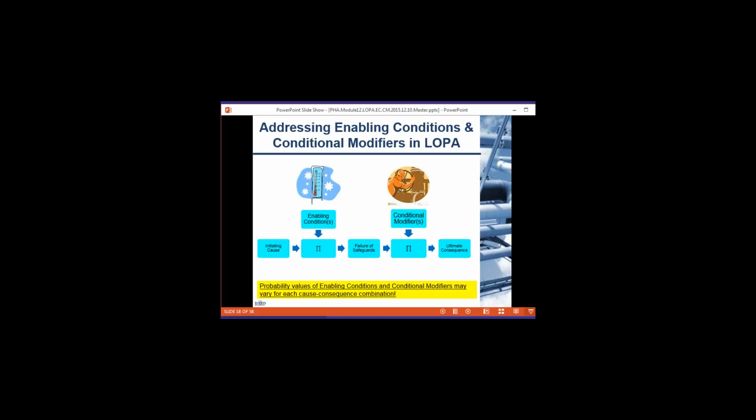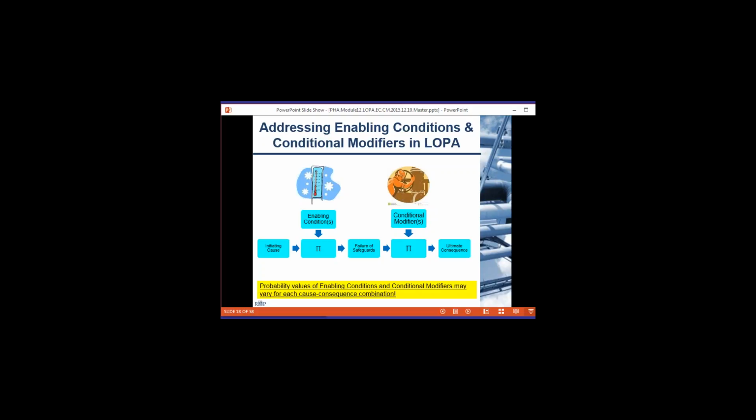So to get to that primary loss event, your initiating event has to occur, and you're basically multiplying it by the probability of your enabling conditions, such as external temperatures that can temper whether or not you can actually reach the primary loss if safeguards fail. If you get to that primary loss event, it doesn't necessarily mean that you have your ultimate consequence of equipment failure or personnel injury. It depends on conditional modifiers.